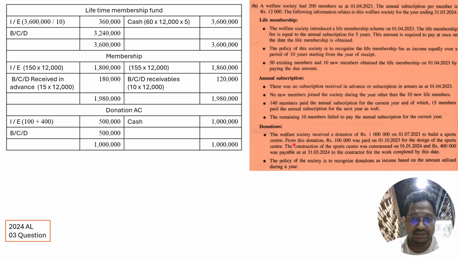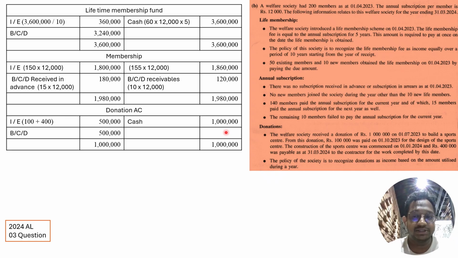And in the donation, the Welfare Society received a donation of 1 million. So cash debit, donation account credit, to build a sports center. From this donation, 100,000 was paid for the design of the sports center, and the construction of the sports center commenced on 1st of Jan 2024. Up to that, 400,000 was payable.